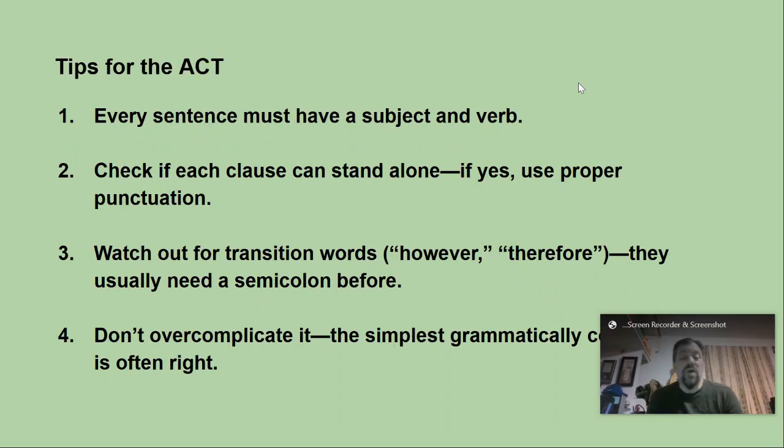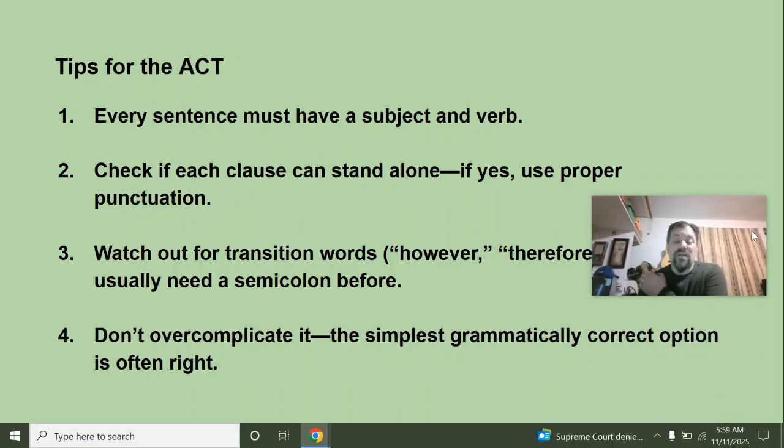So some tips while you're taking the ACT as a reminder: every sentence must have a subject and a verb. Check if each clause can stand alone. Are they independent? If so, use proper punctuation. Watch out for those transition words. Those are usually the key when you're trying to understand these kinds of sentences, as in they usually need a semicolon before, comma after. And always look for the simpler answer. If the grammatically correct option seems the simplest, go there, because that's probably the one that's right when you're taking it and you don't have a lot of time. So as you're moving through it, that's what you want to keep in mind.